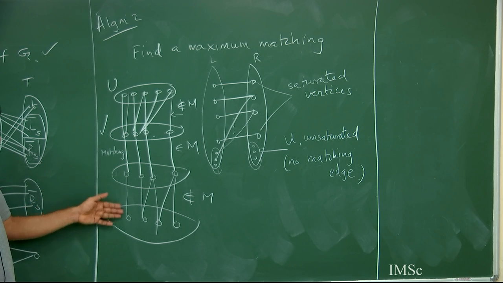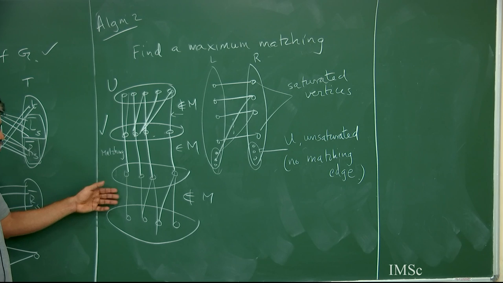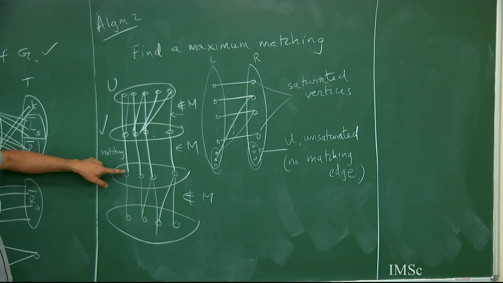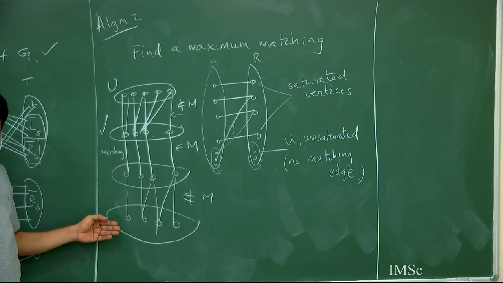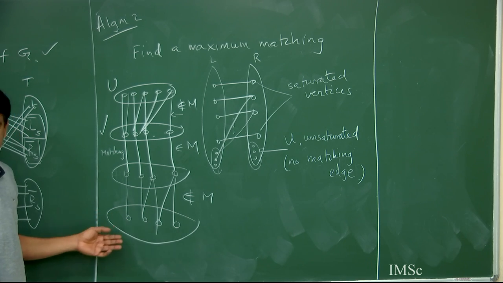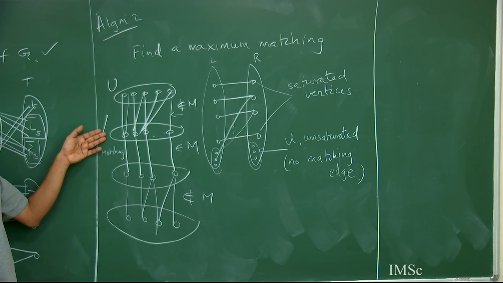So if there is some edge out of it, I am going to use edges not in the matching from these vertices, because there cannot be any other matching edge. There is already a matching edge. So I pick those vertices and I reach there, and I claim first that these are already all saturated. Why? The same reason why these are saturated. Because I will get a better matching by doing an augmenting path.